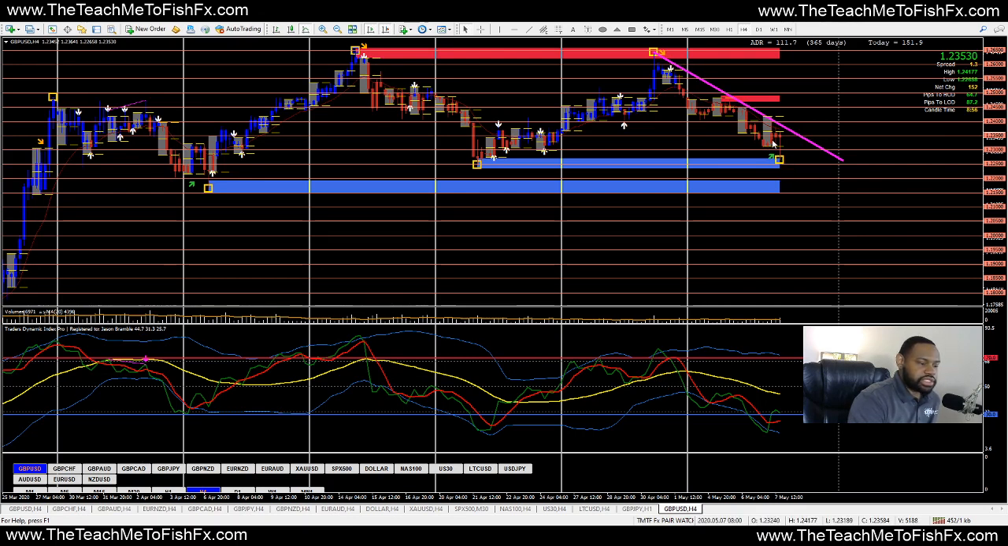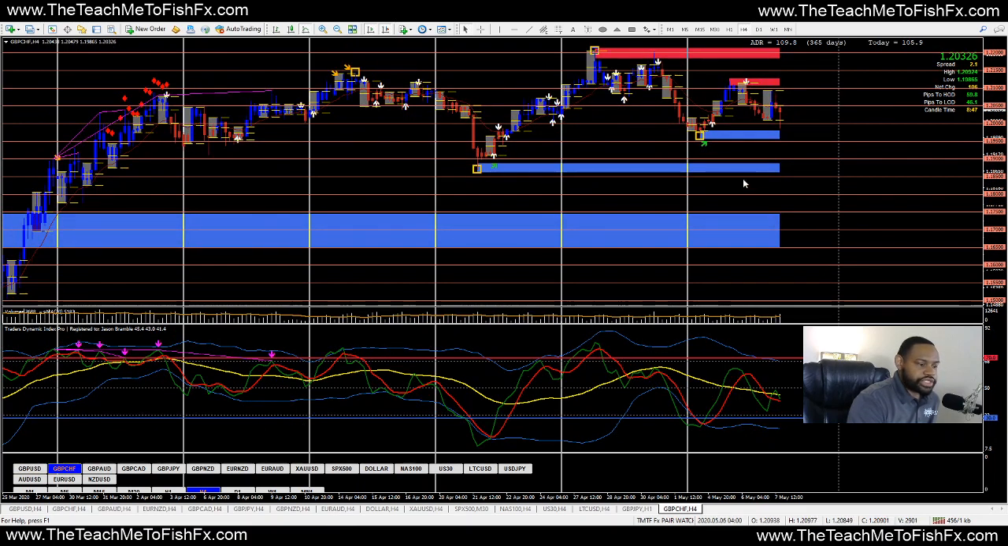GBP USD looks like it's at a place of exhaustion, so we just want to wait on that to confirm for us. GBP Swiss, looks like we had exhaustion at the beginning of the week on Monday.